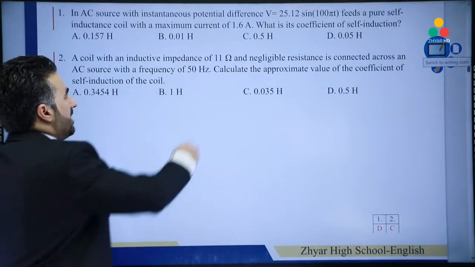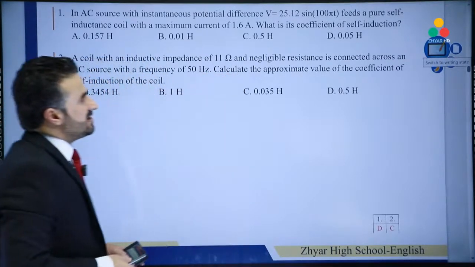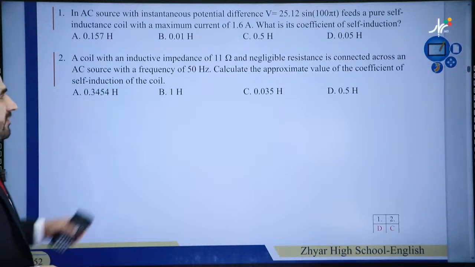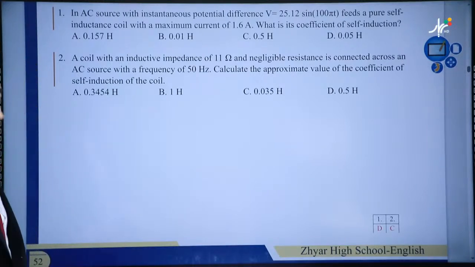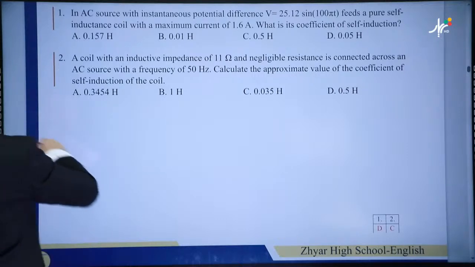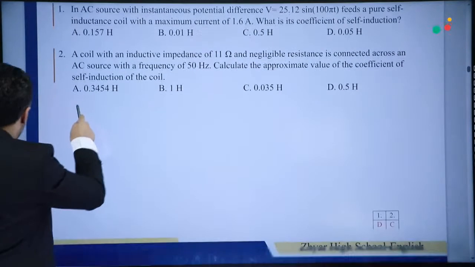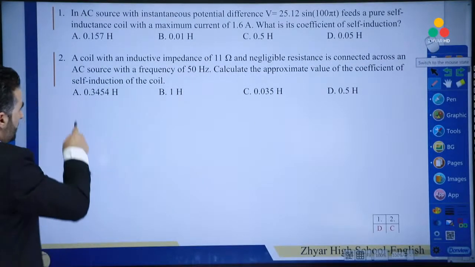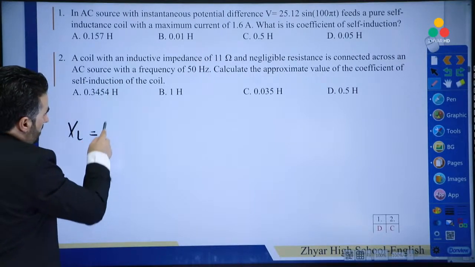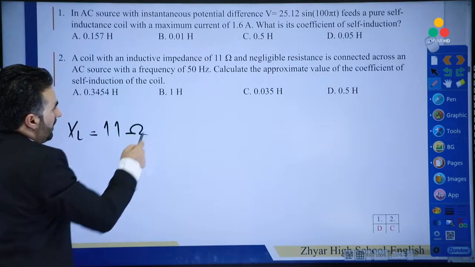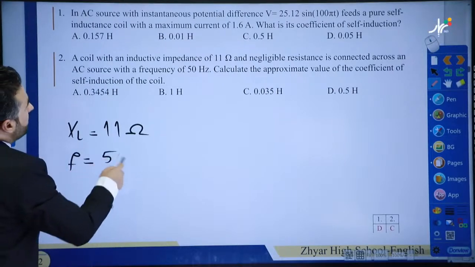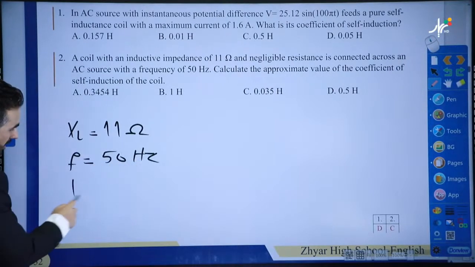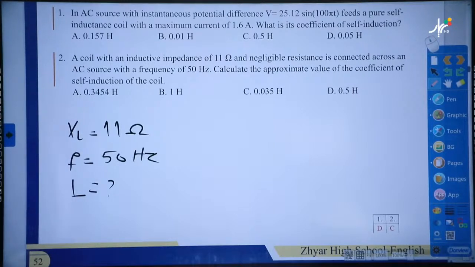So remember this, that is 11 ohms and a negligible resistance is connected across an AC source with a frequency of this much. Calculate the approximate value for the coefficient of self-induction of the coil here. So once again, we have XL. I believe this one is way easier than the previous one here. So XL is basically 11 ohms, and then we have the frequency equal to 50 hertz. So find what? Find the coefficient of self-induction, basically.